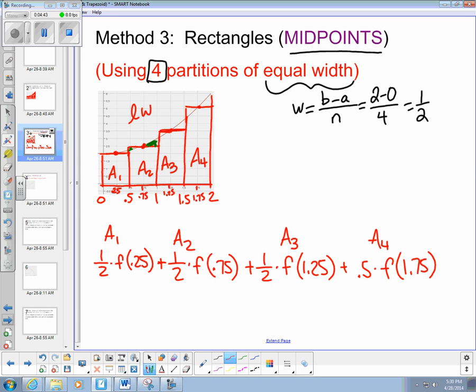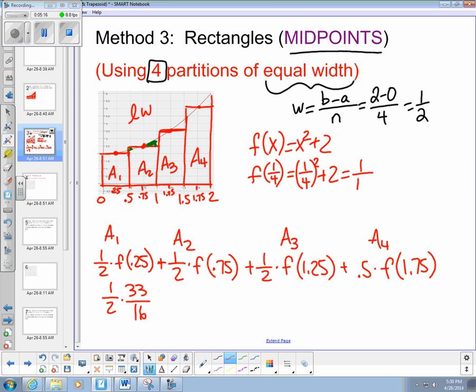Okay, so when we work out these areas, I did mine in fractions, so when I put in 0.25 or 1/4, I end up with 1/2 times 33 over 16. Where did the 33 over 16 come from? Well, remember our function f of x was x squared plus 2. So f of 1/4 or 0.25, 1/4 squared plus 2 would be 1/16 plus 2, and when I get my common denominator, that's where the 33 over 16 comes from.